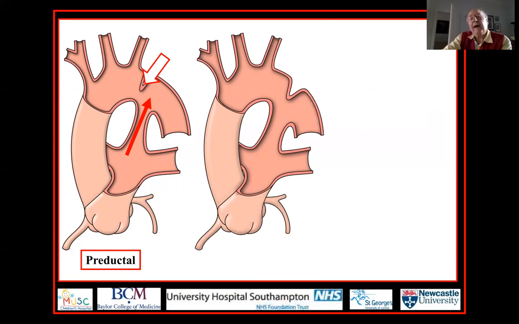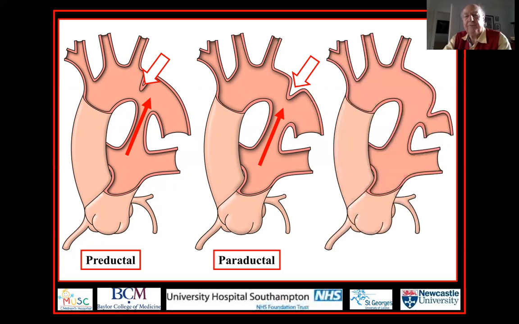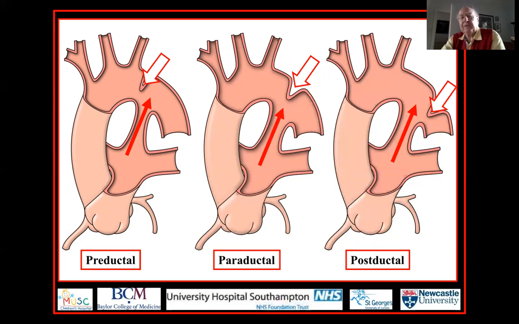More rarely we find that the waist-like lesion is opposite the mouth of the duct, and so that is paraductal coarctation. And then, as I say, very rarely the coarctation lesion can be distal to the mouth of the duct. Postductal coarctation, I emphasize again, I've never seen an autopsy example of postductal coarctation.